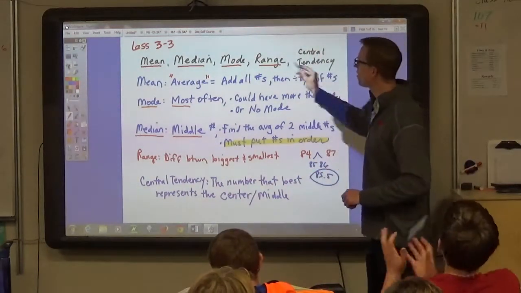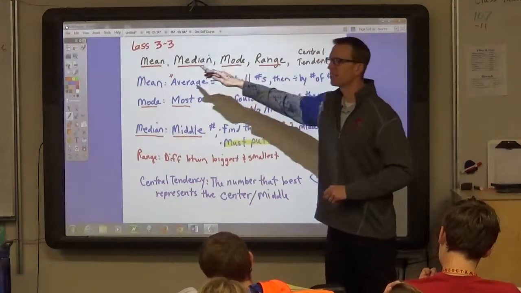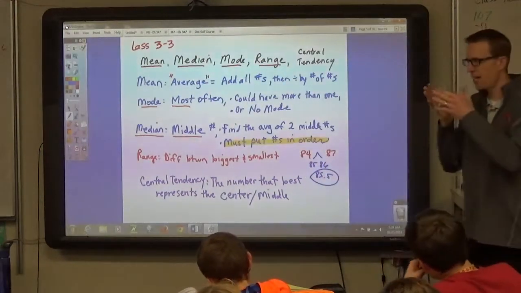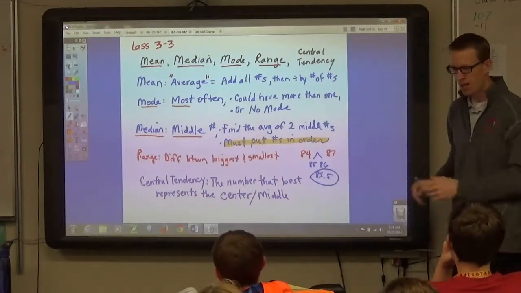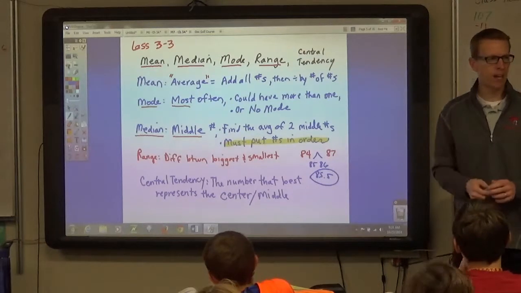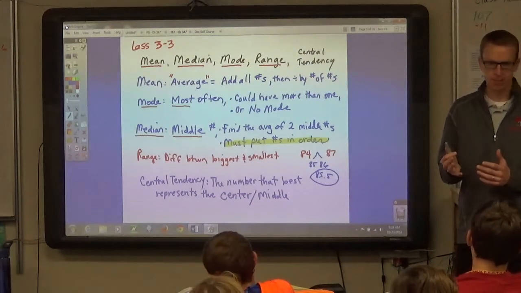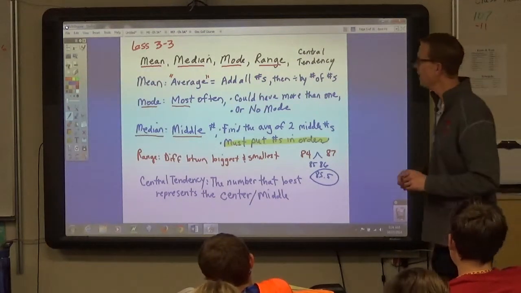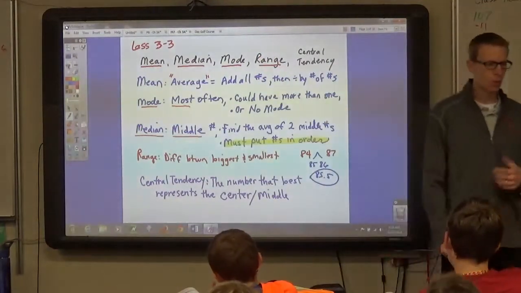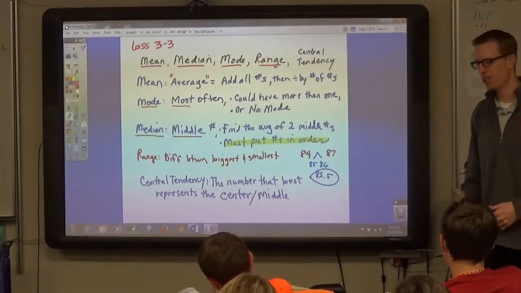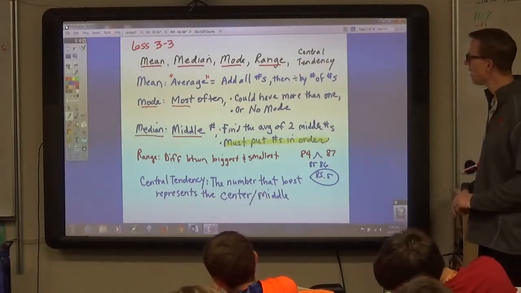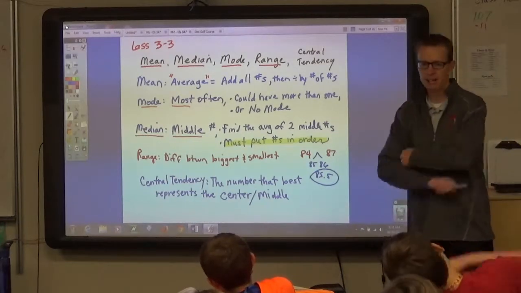So, all of these are ways of measuring the central tendency. It's called the central tendency because it's like the center or the middle of the data set. One of the ways to find the central tendency is to find the mean of the data set. Another word for mean is average. How do you find the average or the mean of the data set?